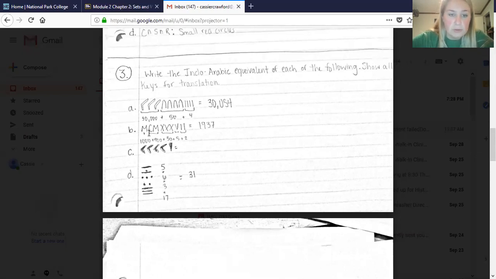B would be the Roman numeral system, where M represents 1,000, CM 900, 3 X's is 30, 5, 2, and once you add all that up, you get 1937. And down here in the Mayan, you have 5, which is here, plus 6 there, and 3 plus 17 down here, and that's going to give you 31.